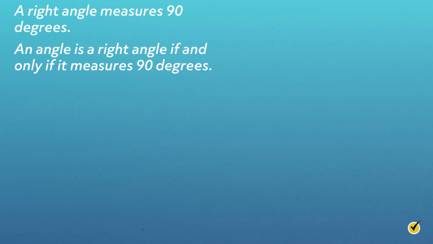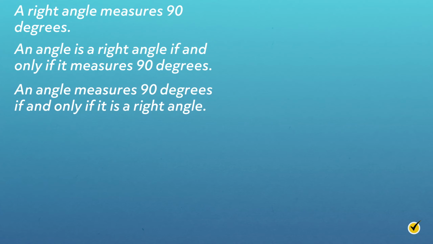Here's one. A right angle measures 90 degrees. This can also be written, an angle is a right angle if and only if it measures 90 degrees. Biconditionals go both ways, so the reverse also works. An angle measures 90 degrees if and only if it is a right angle.